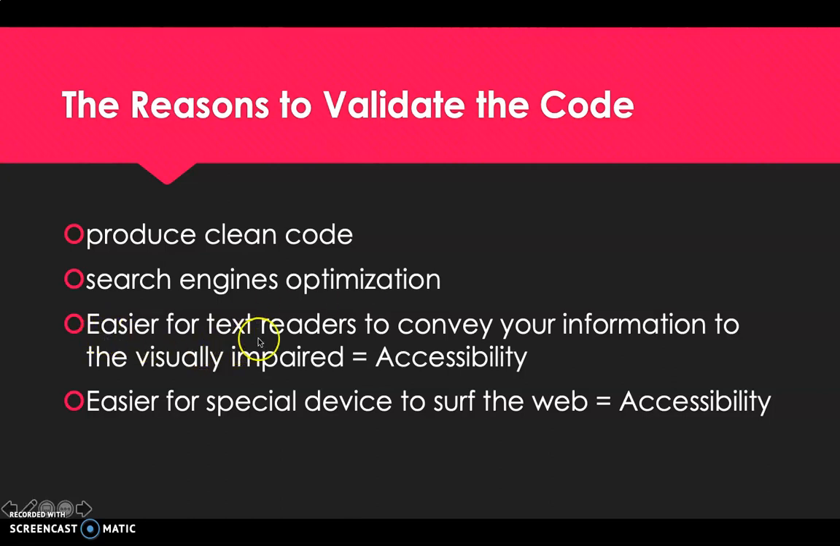It's also easier for a text reader to convey your information to visually impaired people, to improve the accessibility. An example would be images. You provide alternative text for the image, so blind people, even though they couldn't see, can roughly know what that particular image is about. Another pointer for why we should validate our code is that it is easier for special devices to surf the net, so that you improve the devices' ability to read out the content and also improve accessibility.